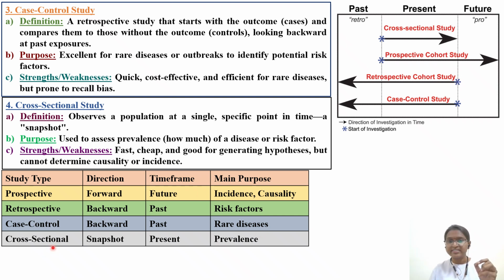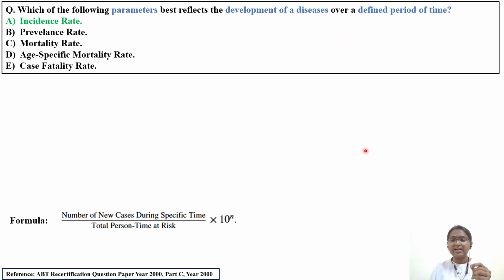And coming to cross-sectional study, it is at a fixed time point, that is, a snapshot. Time frame is not future, not past, it is in the present. And main purpose is prevalence. Prevalence means how much. Okay. So now we'll see another question.